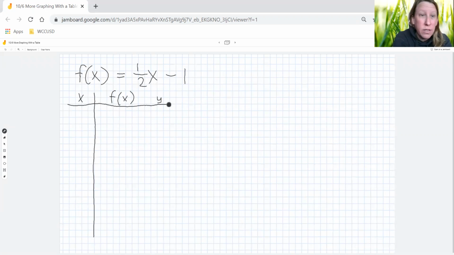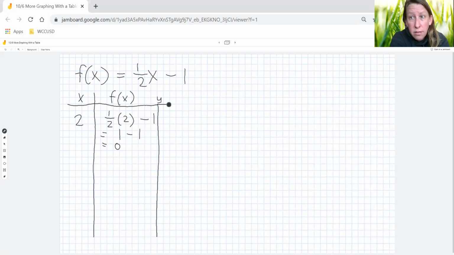Yeah, even numbers, like the number 2. So if I take half times 2, that's another way to say half of 2, and then I subtract 1, that is going to be kind of a cool point. Half of 2 is 1. 1 minus 1 is 0. So when x is 2, 0 is the result of this function.